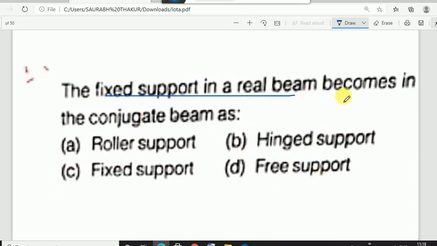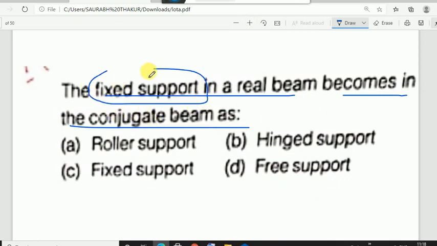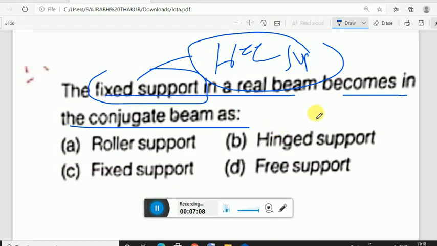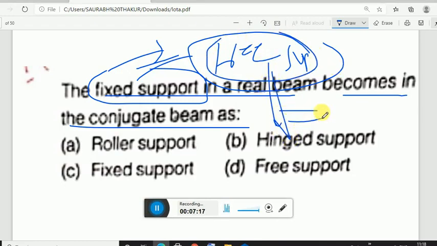The fixed support in a real beam, when you convert to the conjugate beam, becomes a free support. Fixed support would become free support. And if it asked about free support, then when you convert free support, it would be converted into what? It would be converted into fixed support.